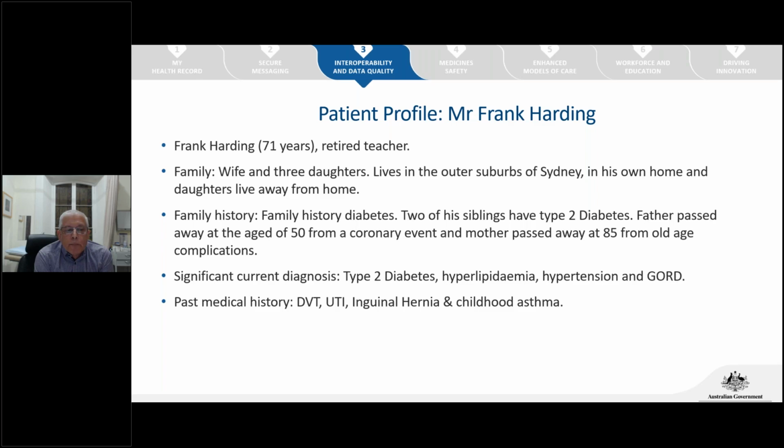So I guess looking at Mr. Harding, we look at his current diagnosis, so what's current, and then his past medical history. His current is type 2 diabetes, hyperlipidemia, hypertension, GORD. He's got, as a past medical history, DVT, UTI, hernia, and childhood asthma.